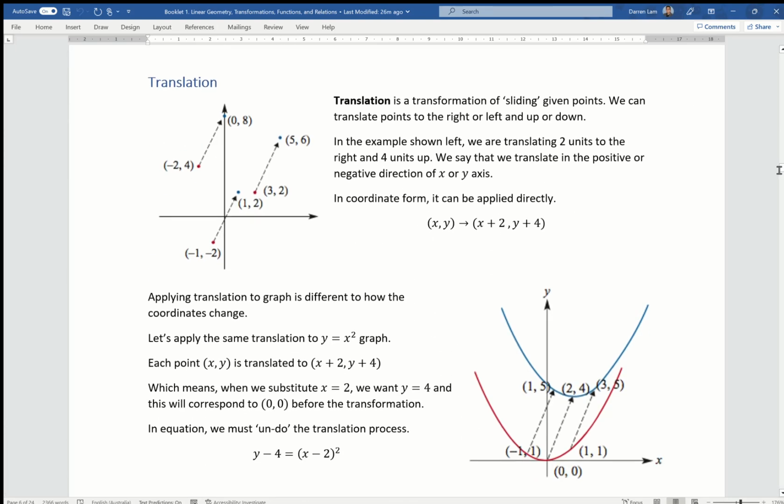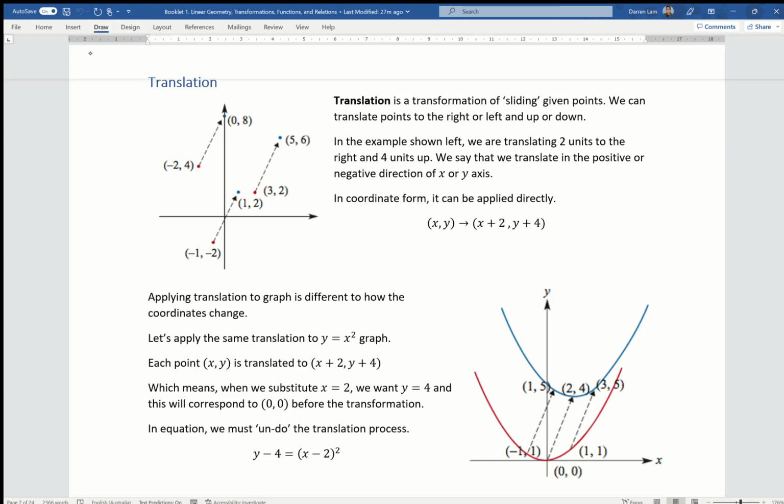The first one we're focusing on is translation. This is page 6 now, by the way. Translation, now you guys already know it's the sliding of a given point. We translate it right, up, left, down, or a combination of those as well. In the example shown left, we're translating 2 units to the right, 4 units up. Pretty straightforward, okay? Do note that if we translate, we're translating not just the point, but the rest of the points as well. In coordinate form, we write xy.